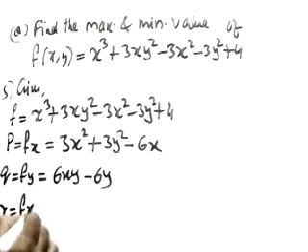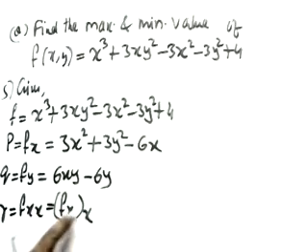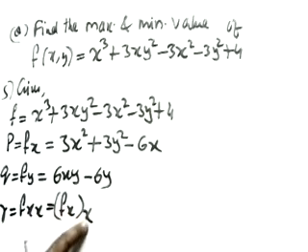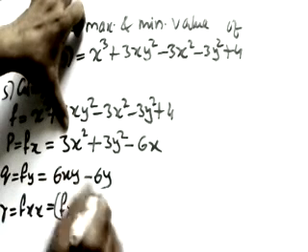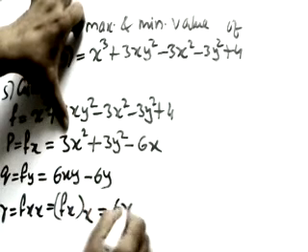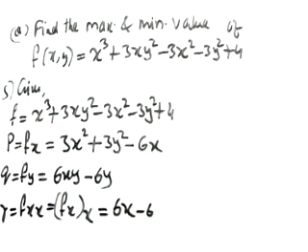So p, q, r. r is fxx. fxx means fx of x. We have to differentiate partially fx with respect to x. This is fx. We have to partially differentiate this with respect to x. So x square will be 2x, 2 threes are 6x. We don't have x here. x is 1, 1 into minus 6 is minus 6.